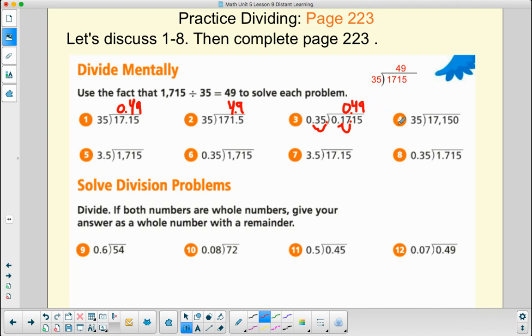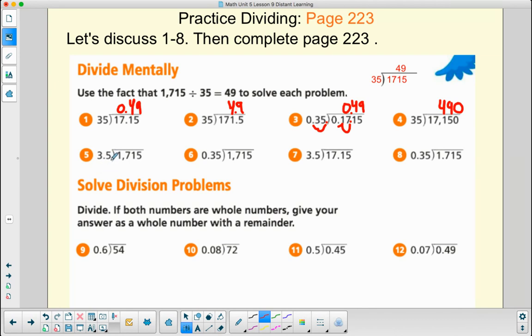Number 4, I don't mind dividing by 35. Again, my 49 is going to go over the 1 and the 5. But I need something in the ones. Well, something that gives me no value in the ones would be a 0. Hopefully you notice that was a comma and not a decimal point. So 17,150 divided by 35 is 490.